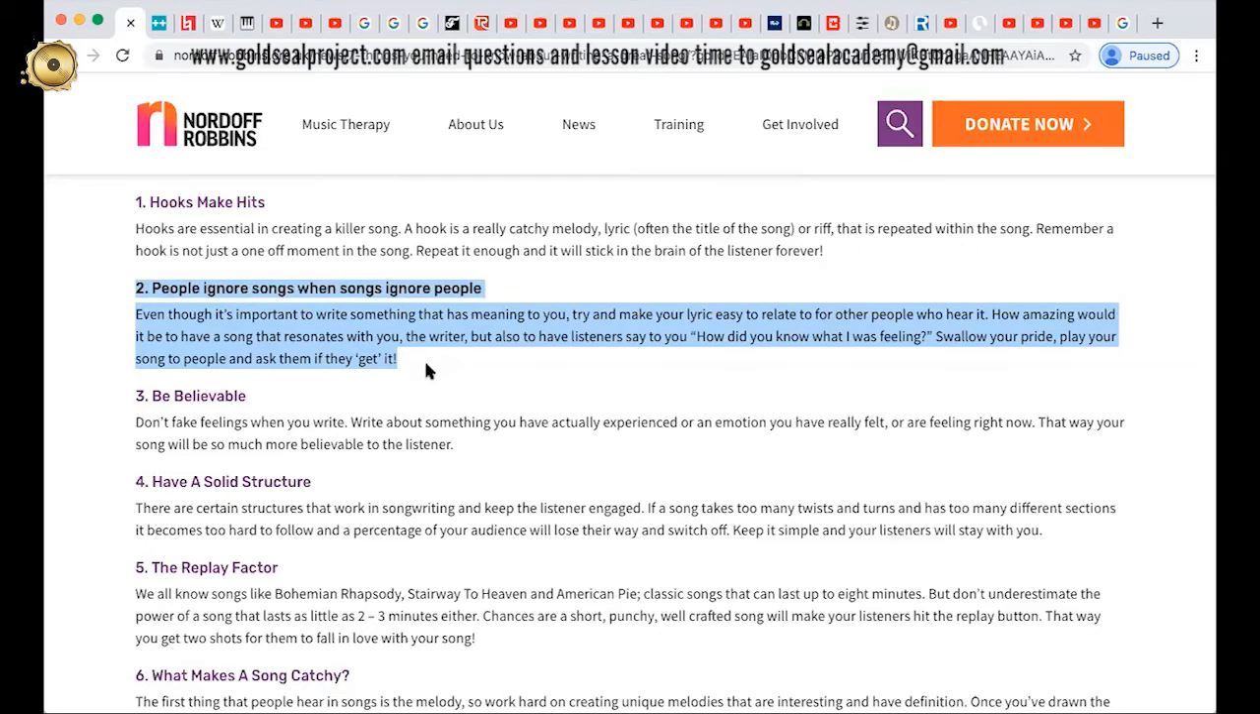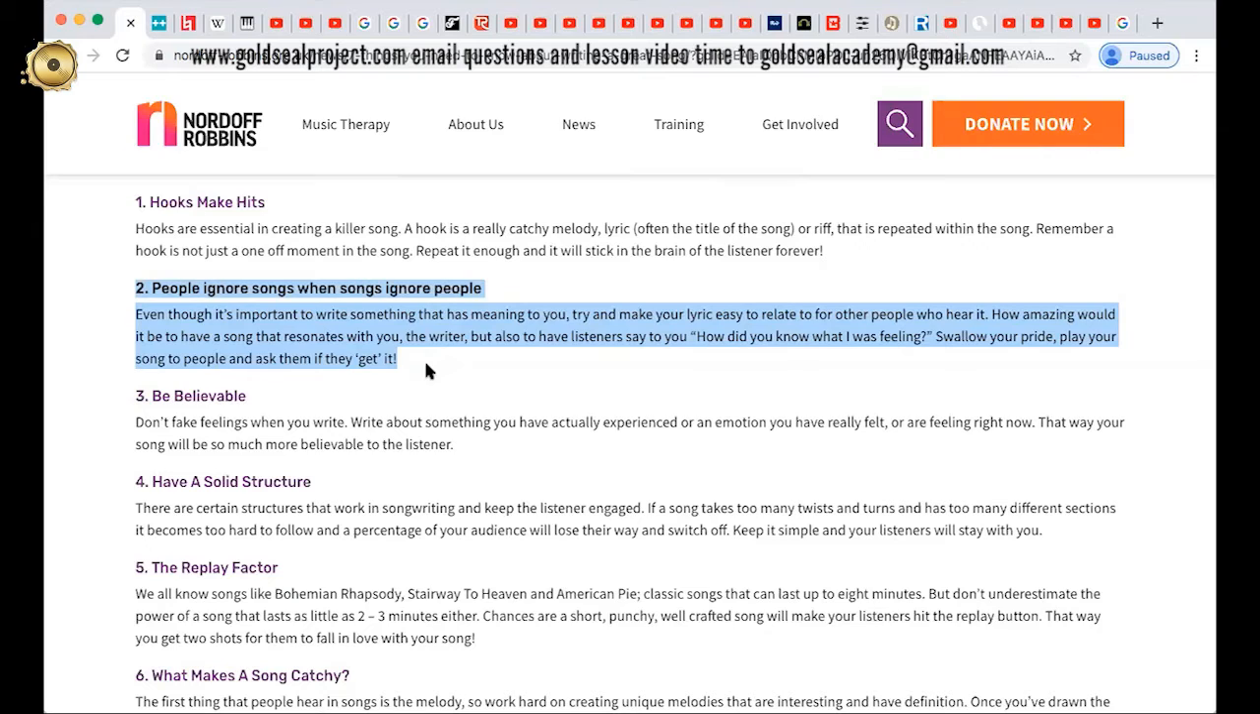I'll make this really simple for you. Even though it's important to write something that has a meaning to you, you need to try and make your lyrics easy for other people who are going to hear it to relate to. How amazing would it be if a song resonates with you, the writer, but also has the listeners say, how did you know I was feeling like that?